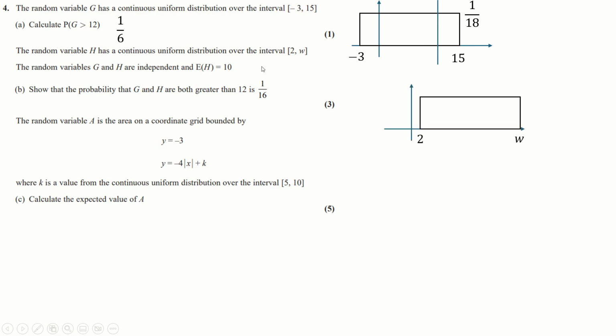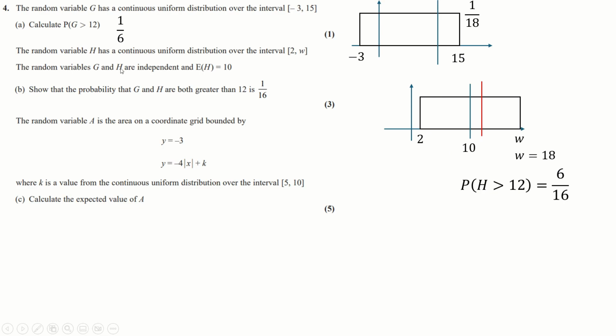H has another rectangle over the interval 0 to 2w. And the expected value of h, which is just the average of h, is 10. So 10 must be bang in the middle of this rectangle, which means, of course, that w is 10. Okay, well, what's the probability of this being greater than 12? Well, 12 is 6 away from 18, so it's 6 sixteenths of that rectangle, because here is 6 if that's 12, and the whole thing is 16.